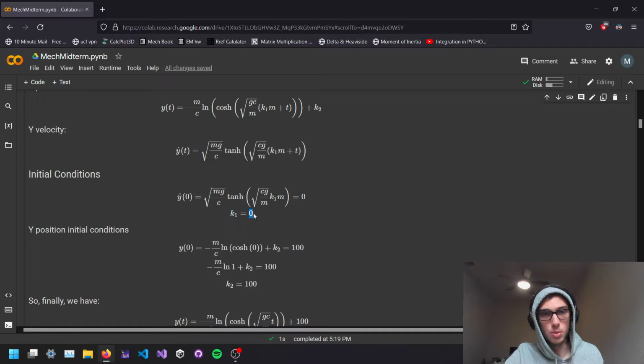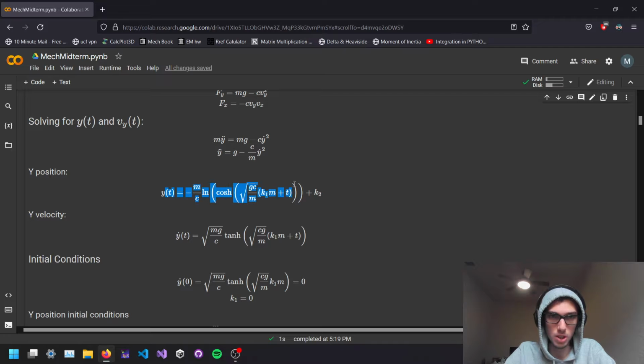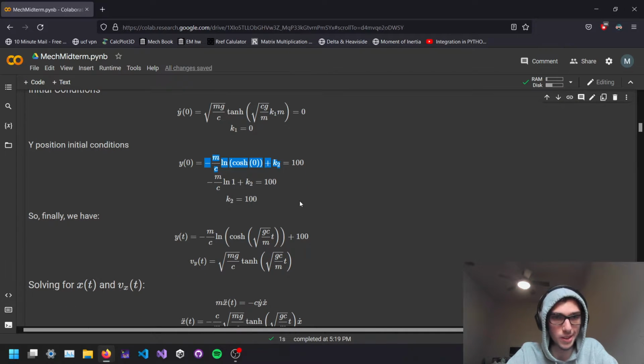constant k1 equaling 0. Going back to our equation of position and plugging in k1 equals 0. And then at time t equals 0, we want the y position to be 100. All this together, we get this equation here, solving for k2, which leaves us with, because the natural log of 1 is 0, k2 equals 100. So altogether, in the y direction, we have our position stated here and our velocity stated here.